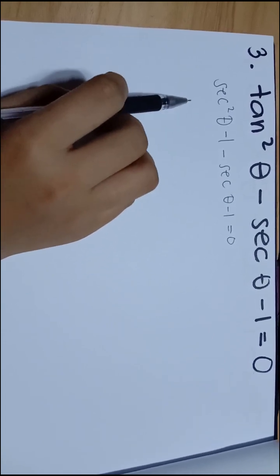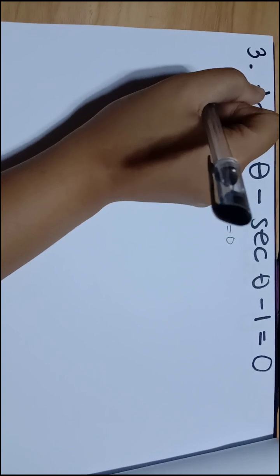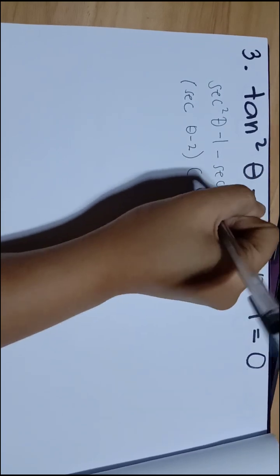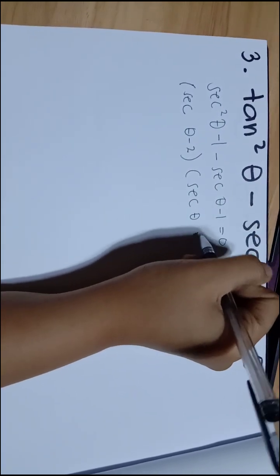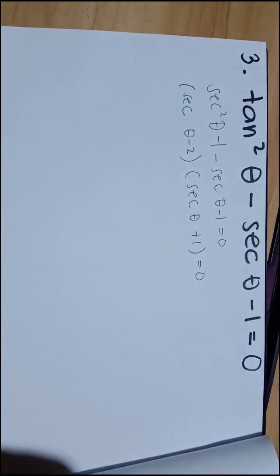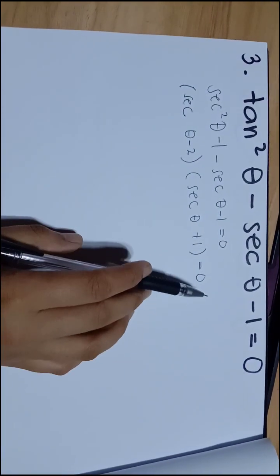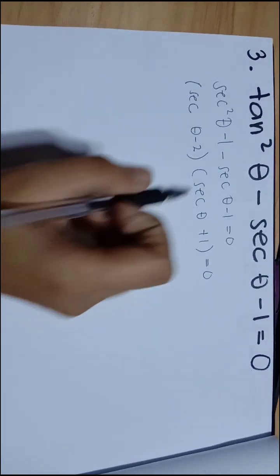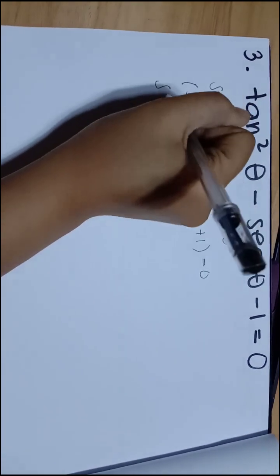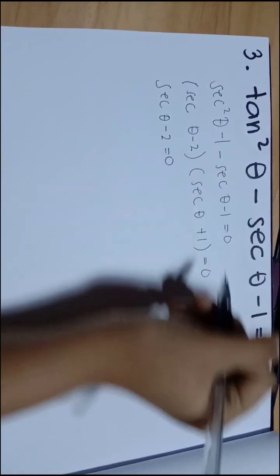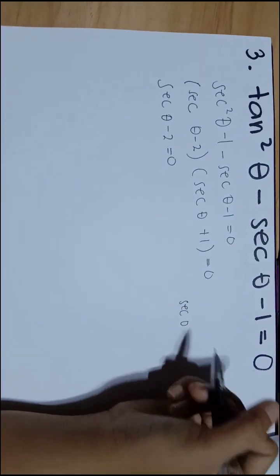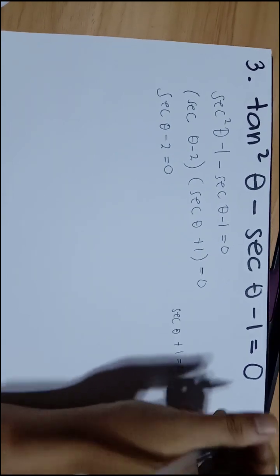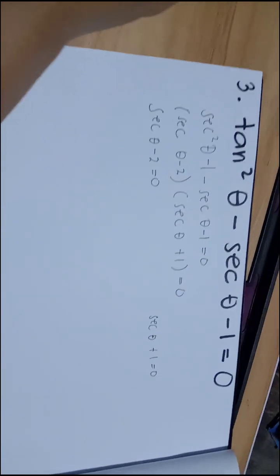Now, we can factor it out. So, secant theta minus 2, and the other one is secant theta plus 1 equals 0. We are now equating each factor to 0. So now we have secant theta minus 2 equals 0, and the other one is secant theta plus 1 equals 0. So let's solve this first.